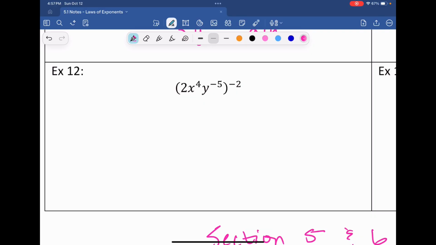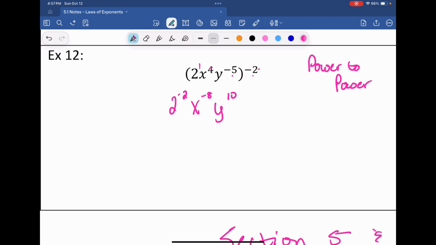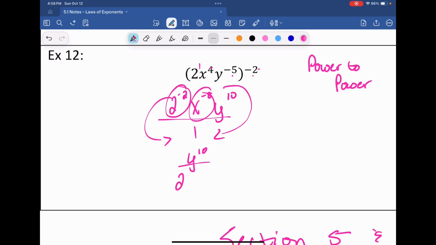Simplify first. This is power to power. So multiply your exponents. 2 to the 1, so that's 2 to the negative 2. 4 and negative 2, that's negative 8. Negative 5 and negative 2 is positive 10. Still have negative exponents left. So they're going to go down to the bottom. Exponents become positive. So that's 4.